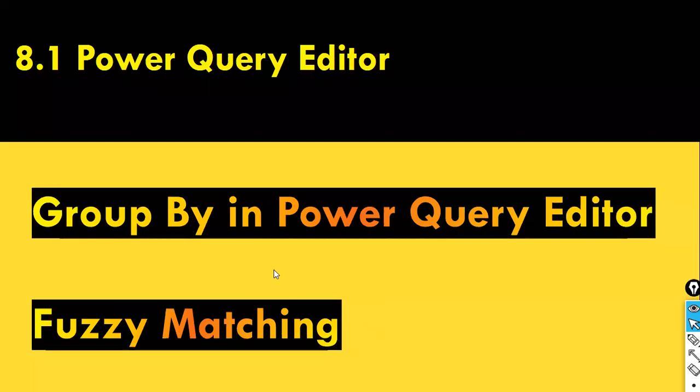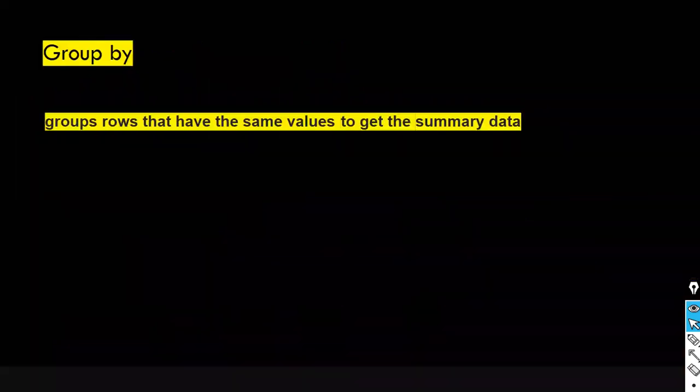We will take a look at how to perform group by in Power Query Editor, and also we'll do fuzzy grouping, fuzzy group matching. How do we do that in Power Query? This is very specific to Power Query Editor, the fuzzy matching, okay? And what exactly is group by? Group by groups rows that have the same values to get the summary data.